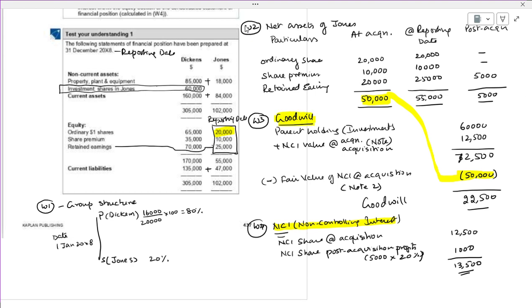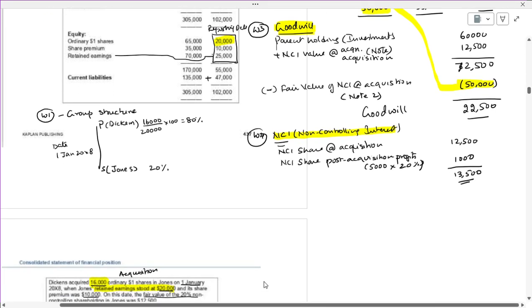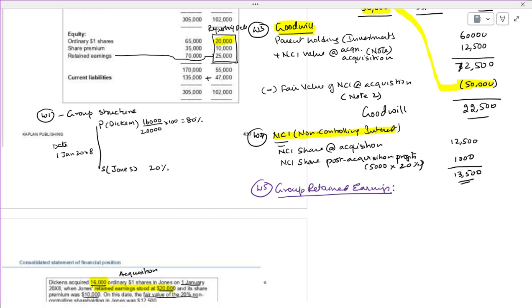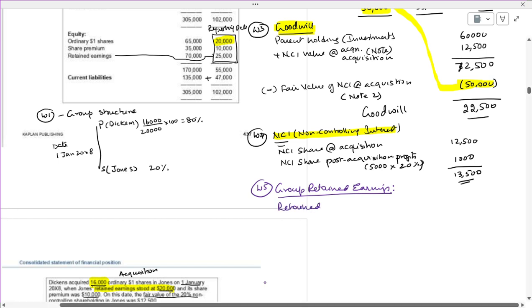Fine. Next, what do we have to do? Now we are talking about the parent company. Working 5 is with respect to group retained earnings. In the example they have given retained earnings of the parent. How much is the retained earnings of the parent?